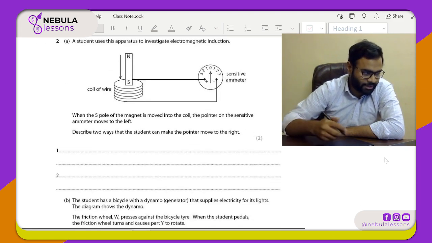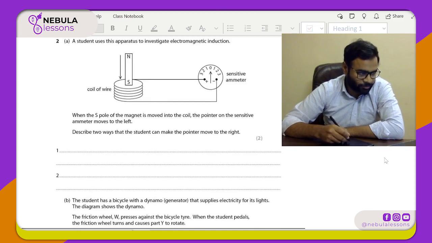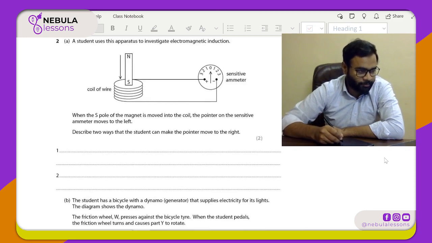It further describes that when the south pole of the magnet is moved into the coil, the pointer on the sensitive ammeter moves to the left. Okay, so it's moving onto the left side, that means on this side. Describe 2 ways the student can make the pointer move to the right.